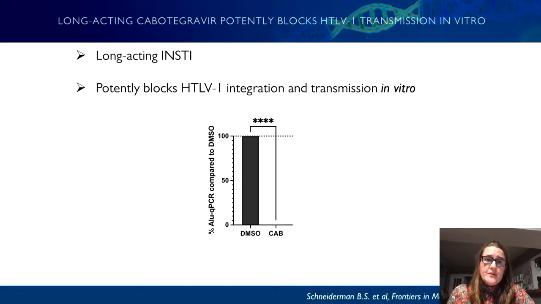A couple of years ago, cabotegravir, which is a long-acting integrase strand transfer inhibitor, was approved by the FDA for use in prophylaxis with HIV-1 patients, and we show here that cabotegravir as well potently blocks HTLV1 integration and transmission in vitro. This is an Alu-PCR showing that in the presence of cabotegravir, we block HTLV1 infection.